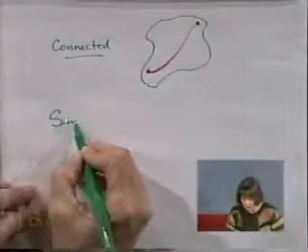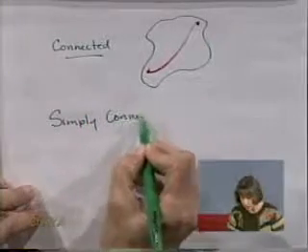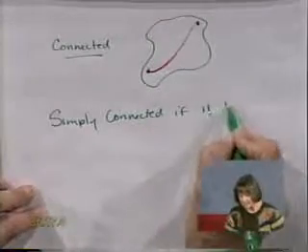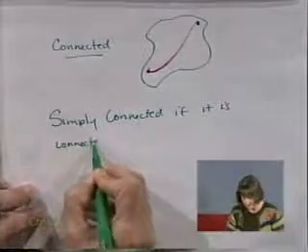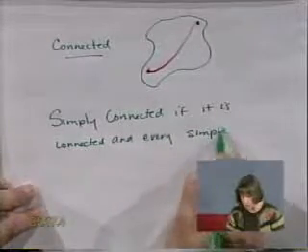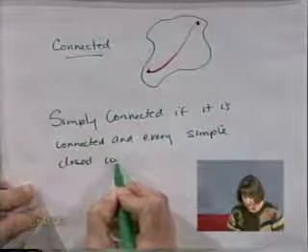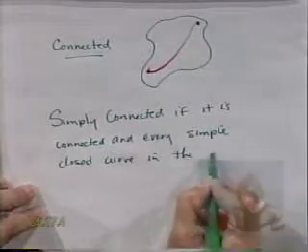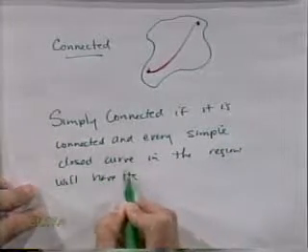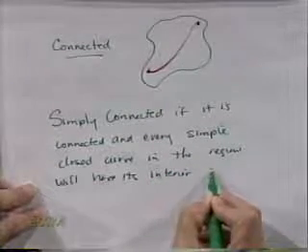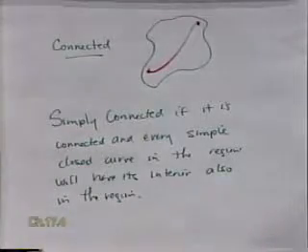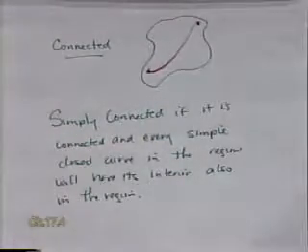The definition of simply connected should read that a region is simply connected if it is connected and every simple closed curve in the region will have its interior also in the region. Okay, now in today's lecture that's not all that important, but it will crop up later on.